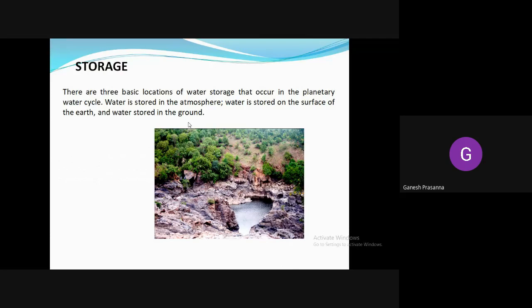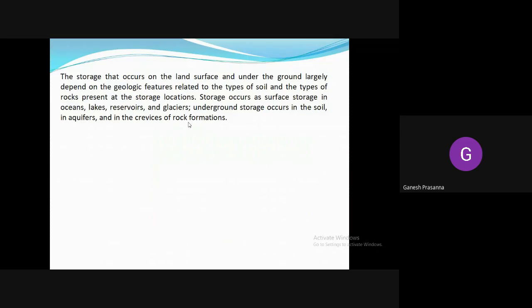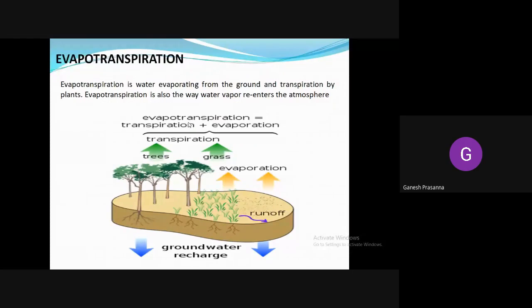The water which has percolated should be stored somewhere. The water collected in the form of ponds, lakes, reservoirs, even dams, or the oceans are called storage houses, wherein the water is collected together. So this is something about the hydrological cycle, and the combination of both evaporation and transpiration is called evapotranspiration.